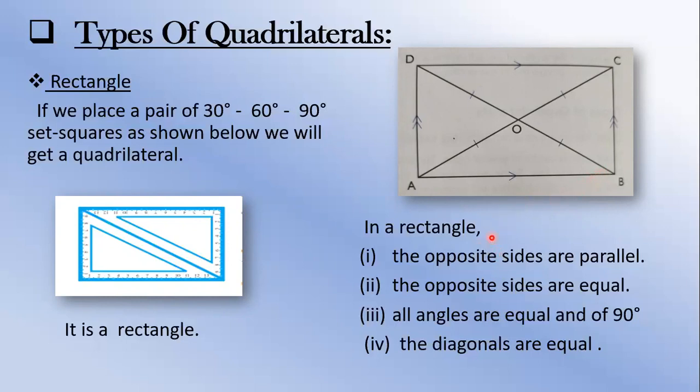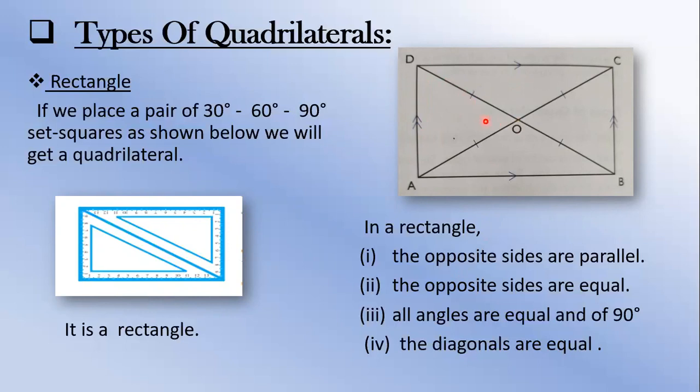And opposite sides are parallel in a rectangle, and also the measures of the opposite sides are equal. Here AB is equal to CD. Same way, AD will be equal to BC. Then all angles are equal and of 90 degrees. Angle A, angle B, angle C and angle D are equal, and each of these angles measures 90 degrees. The diagonals are equal. Here, AC and BD are the diagonals. AC is equal to BD.